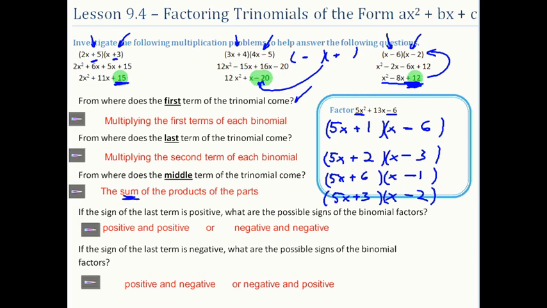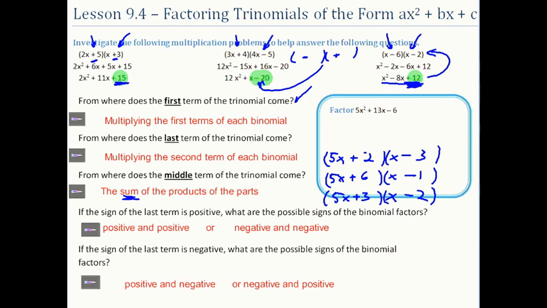So let's check a few of these. Putting a 5x and an x guarantees I'll get the 5x squared. Putting a 1 and a negative 6 guarantees I'll get the negative 6. The one in question here is the 13x. So we'll multiply these to check. So we multiply the 5x times negative 6, which is negative 30x, and then the 1 times x, which is x. Will those give me a positive 13x? Definitely not. They give me a negative 29x. So this one does not work.